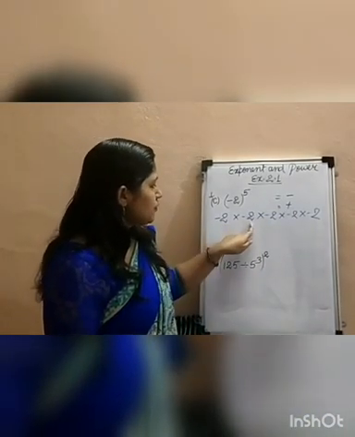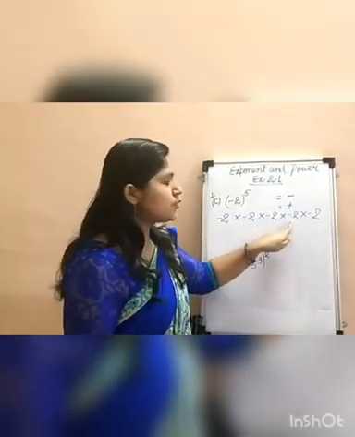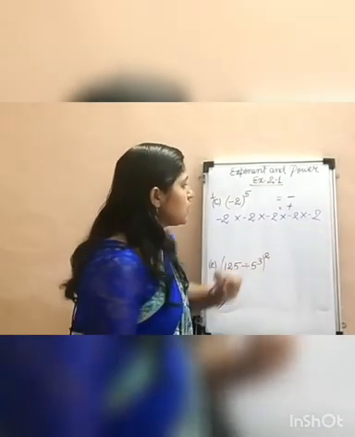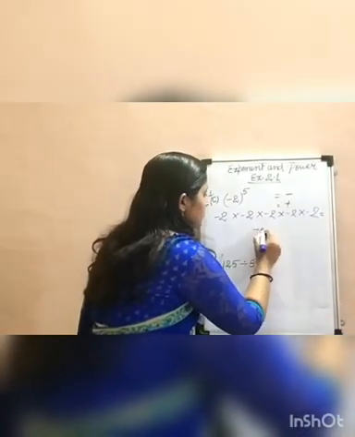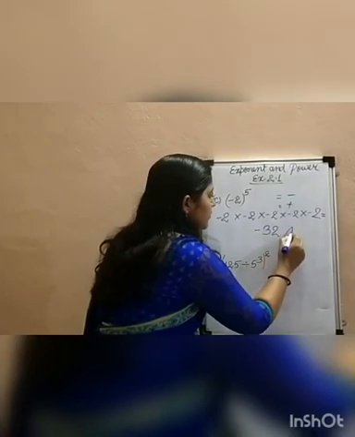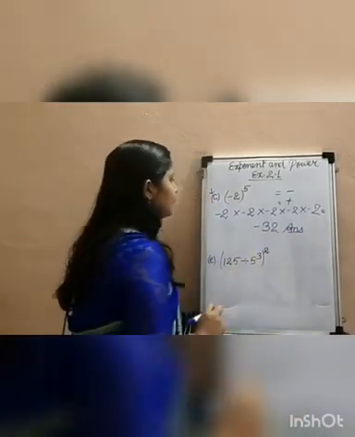So 2 2s are 4, 4 2s are 8, 8 2s are 16 and 16 2s are 32. But 32 will be in minus. That will be your answer.